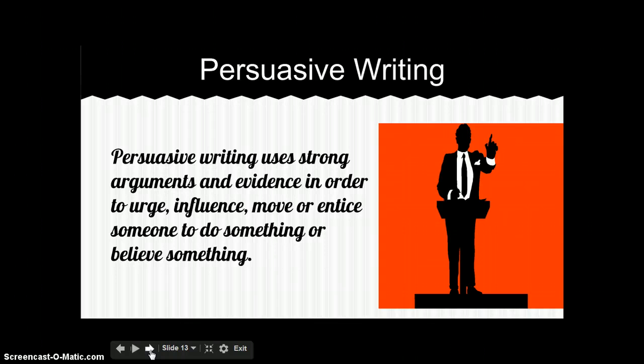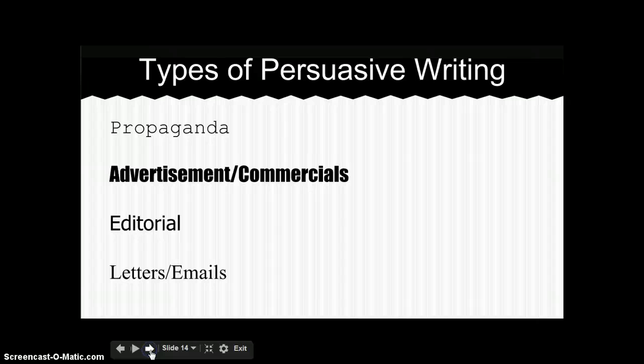And you may see some connections. So persuasive writing uses strong arguments and evidence in order to urge, influence, move, or entice someone to do something or believe something. Here are a couple of real-world examples of persuasive writing. Propaganda, which we talked about in Course 1, advertisement and commercials, those are around you all the time. Editorials, and then letters or emails, which is going to be our assessment for this unit.